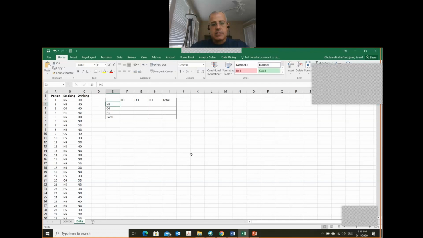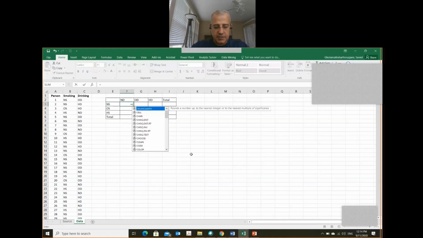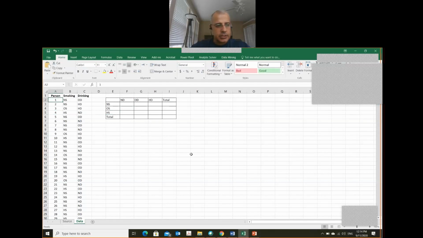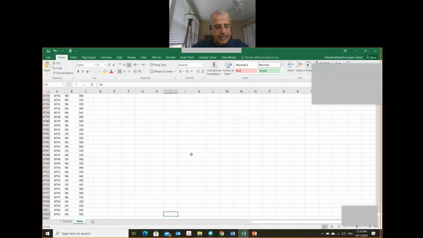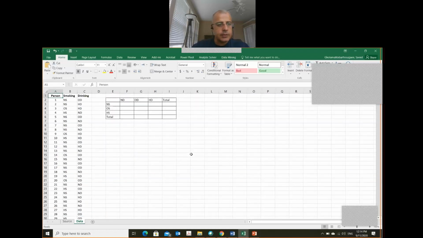But there is a slight difference. Here we want to check two variables, and there is an extended version of the COUNTIF. It is called COUNTIFS. But before that, I have to see how many records we have in this data set. Again, we can click Control End to go to the end of the data set. We have 8762 rows, so we can use COUNTIFS.